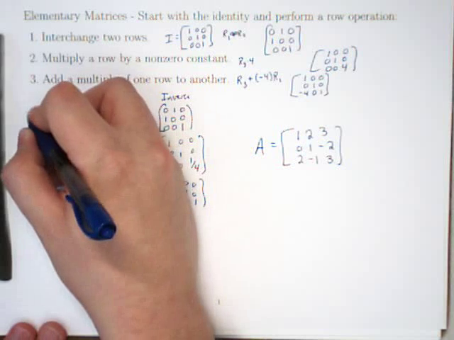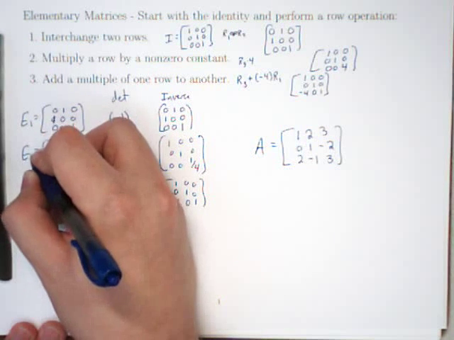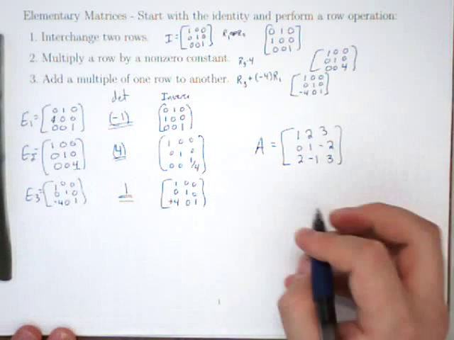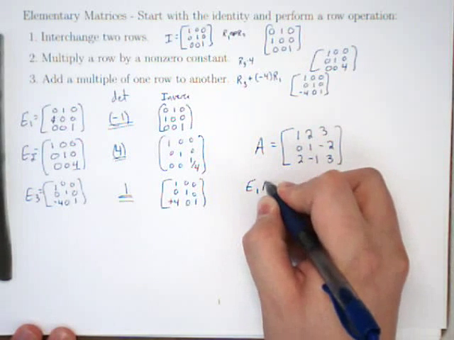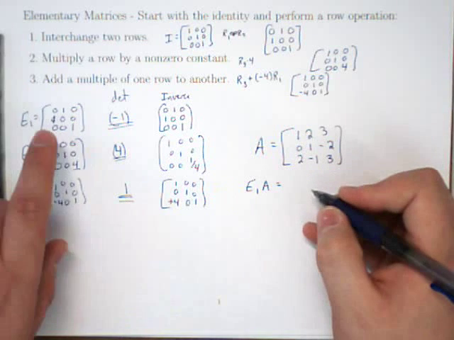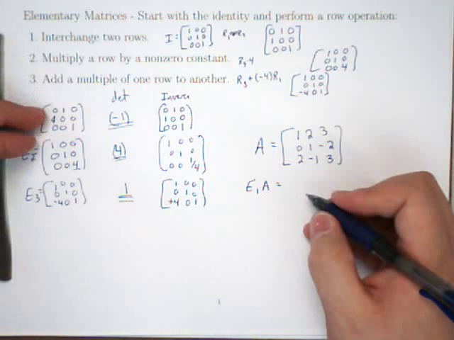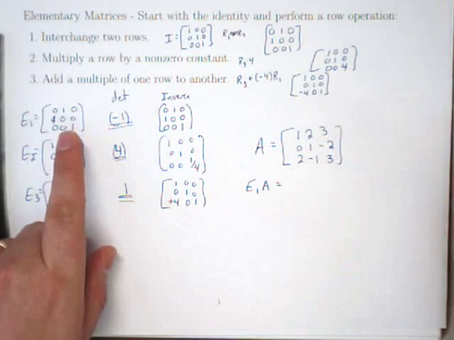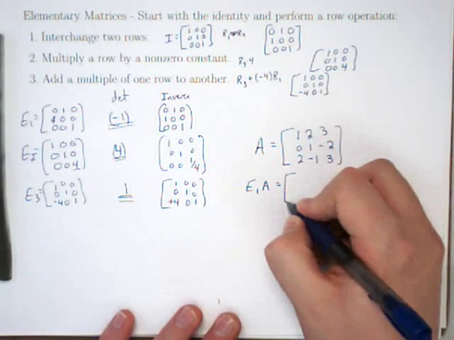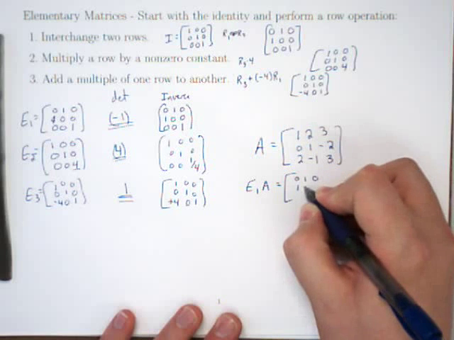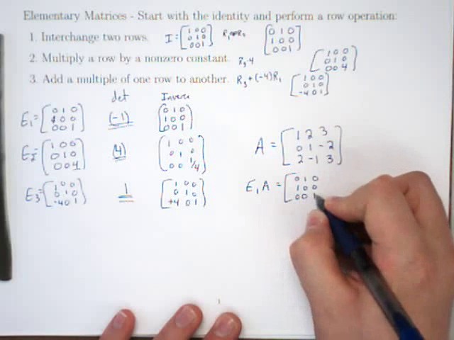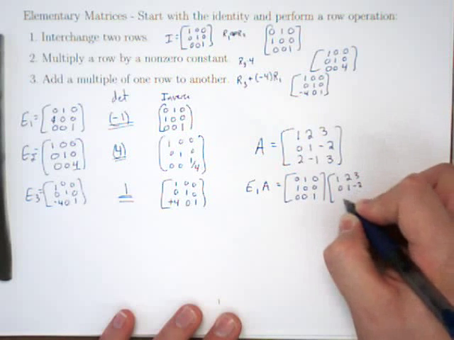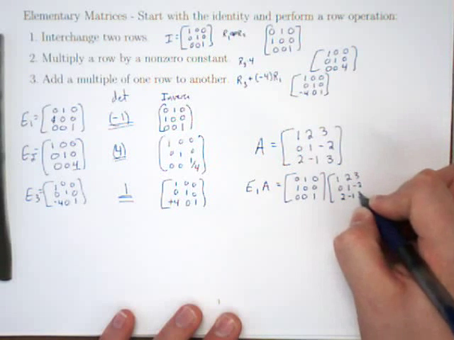Well, if I call this E1, I'll call this one E2, and I'll call this one E3. What is the product E1A? E1 was formed by switching row 1 and row 2. Well, what's E1A? If I multiply them together, I'll just write them out. 0, 1, 0, 1, 0, 0, 0, 0, 1. And then we've got our 1, 2, 3, 0, 1, negative 2, 2, negative 1, 3.